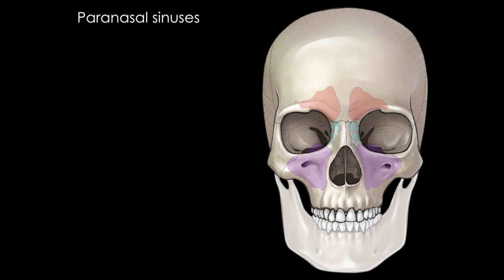Let's start with a bit of anatomy. Here we're looking at a frontal view of the skull. Remember that the right side of the body is on the left side of your screen. Here we see the paranasal sinuses, air-filled spaces located within the bones of the skull and facial bones. They're centered on the nasal cavity and have various functions, but for olfaction, they help humidify and heat inhaled air.